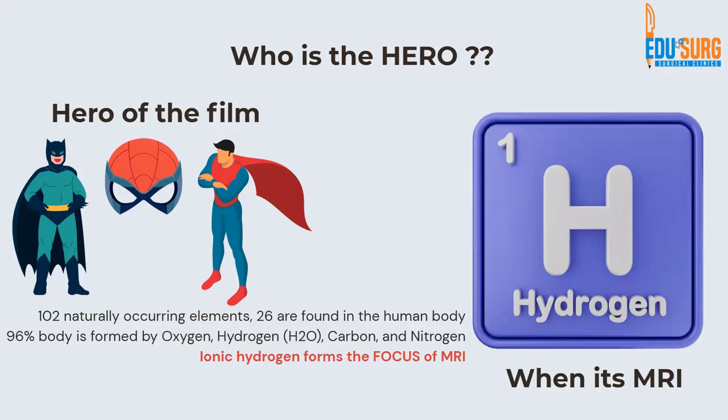Okay. So out of 102 naturally occurring elements in the world, 26 are found in the human body. However, 96% of our body is made of only oxygen, hydrogen, carbon, and nitrogen. Ionic hydrogen forms the focus of MRI. So when H and H unite by a covalent bond, it is H2. That is not ionic hydrogen. Ionic hydrogen is H1. Okay. So remember that when we say the word MRI, you have to remember ionic hydrogen.